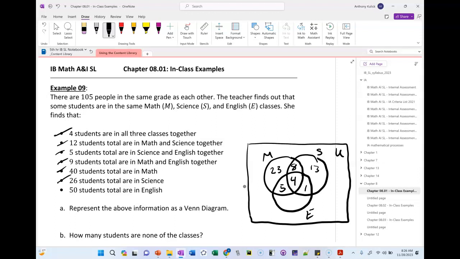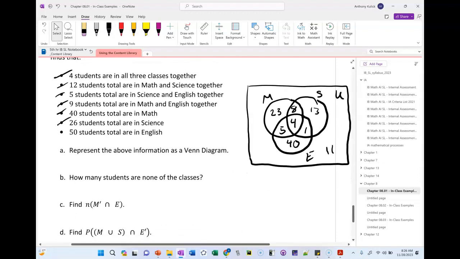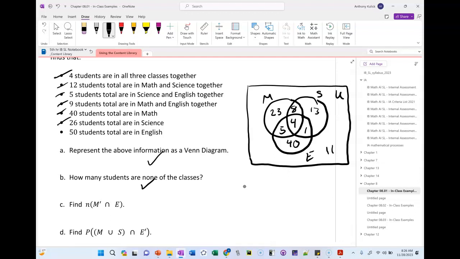How many do we currently have in English? How many more do we need? Let's count them up. 23, 31, 44, 49, 54, 94. So I have 11 more that need to be somewhere else. They don't have any classes together. So we did that. Right?